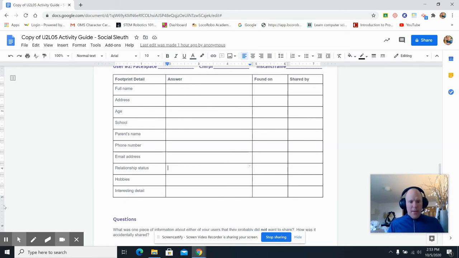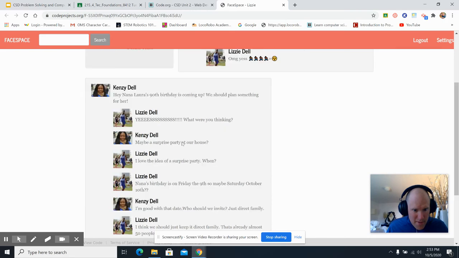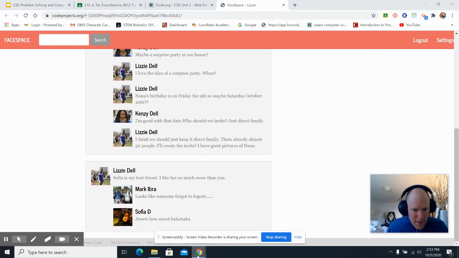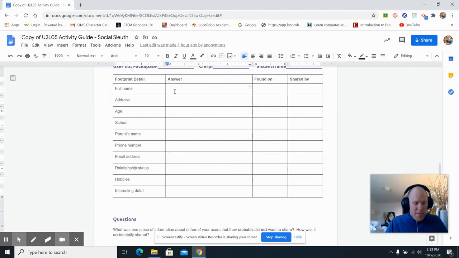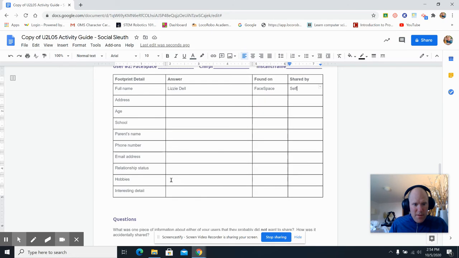One thing that would help make that faster is, here's what I would do. So you've got Lizzie Dell. Let's start at Face Space. Likes: running, photography, debate team. So her name, Lizzie Dell. We just got her interests, and we got some of her friends. So you go in here, full name: Lizzie Dell. Face Space, shared by self. Look at that.